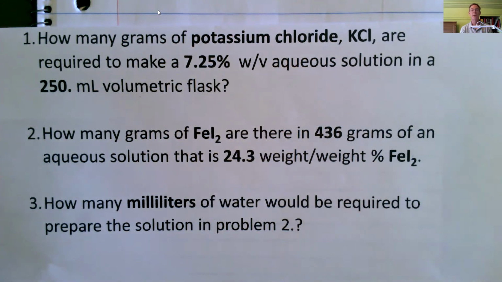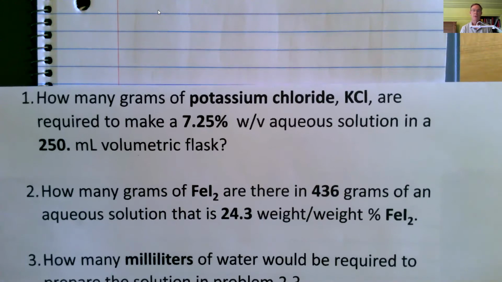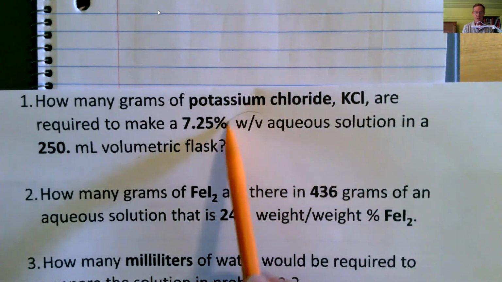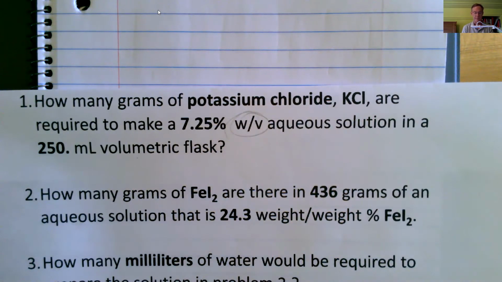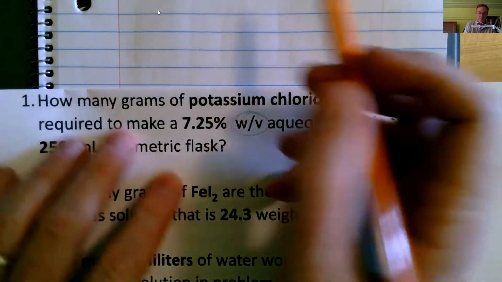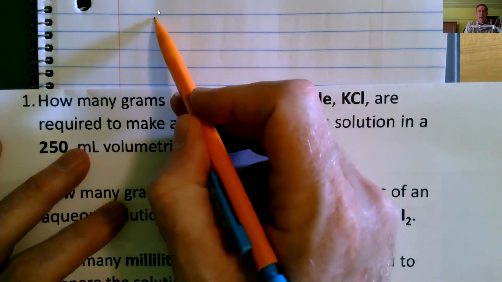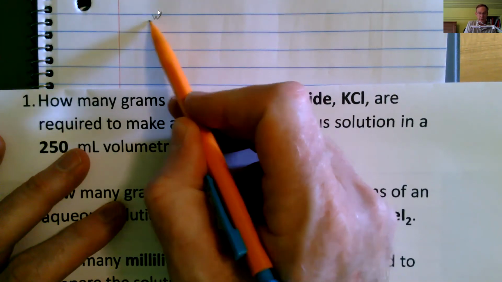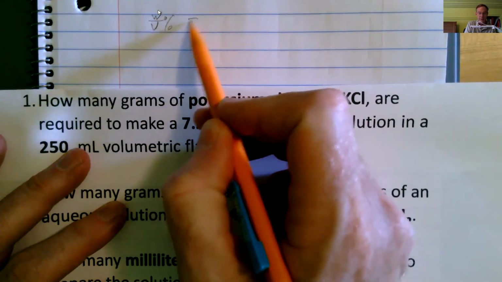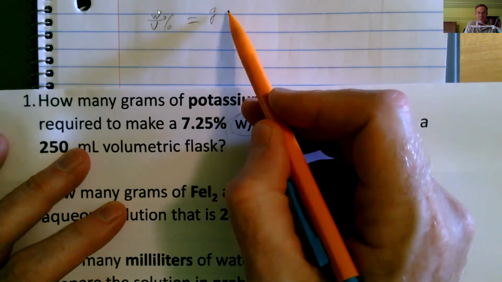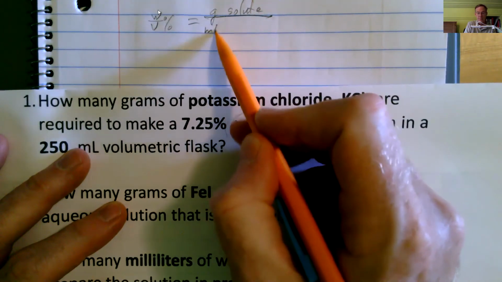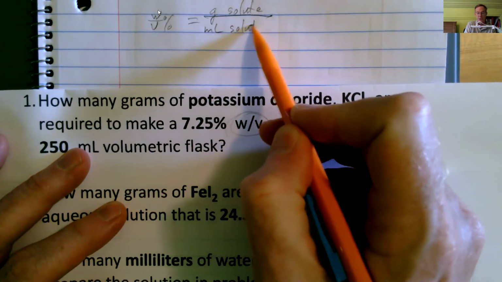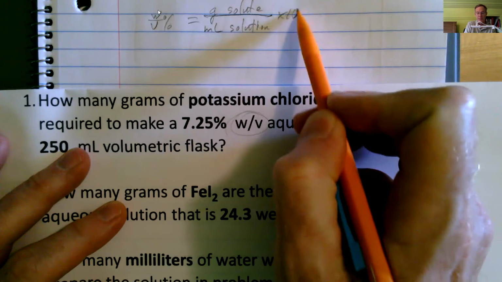Okay, first thing, let's come up with that equation. We're talking about a percent weight per volume. So let's just start by writing that equation. That is, weight per volume percent is going to equal grams of solute divided by milliliters of solution, and then times 100.